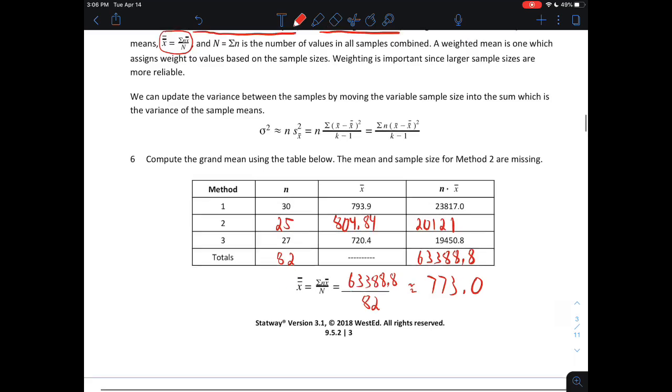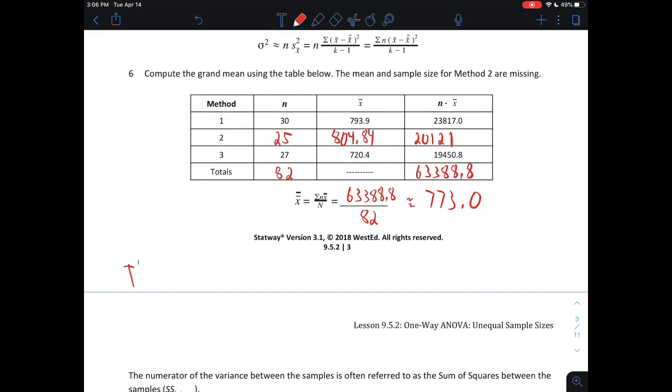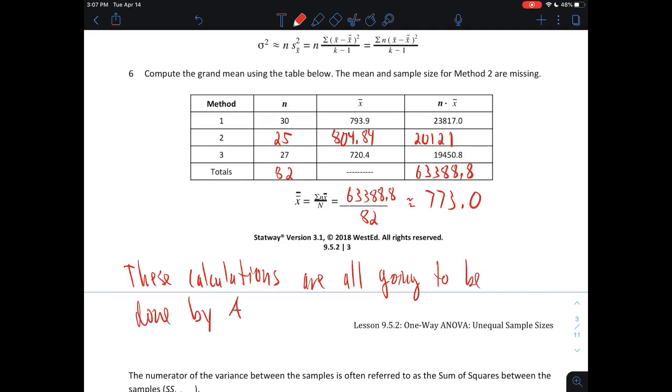Also, just make a note at this point, these calculations are all going to be done by the ANOVA function. So we're going to do number 7, 8, and 9 on the next page, but then I'm going to calculate everything using the ANOVA function and finish the rest of the lesson with that. So if you're starting to feel a little bit overwhelmed by these calculations, everything's going to be just fine. The ANOVA function is going to take care of all of that.